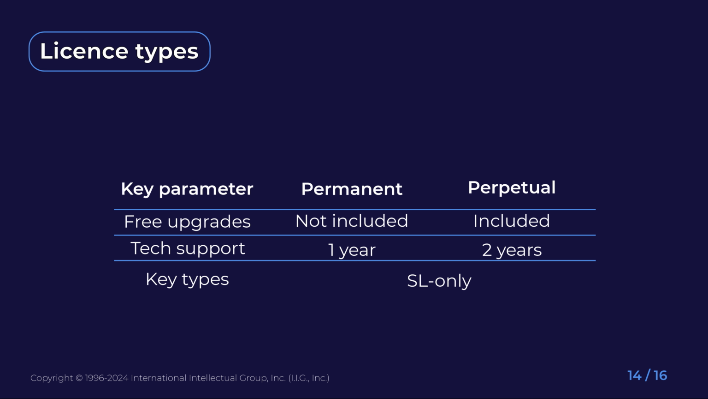There are two types of PCGrate licenses available, perpetual and permanent. The perpetual license includes free upgrades to the next PCGrate versions and 2 years of technical support. The permanent license includes only 1 year of technical support and does not include upgrades. Both types of licenses are available as pure software keys.